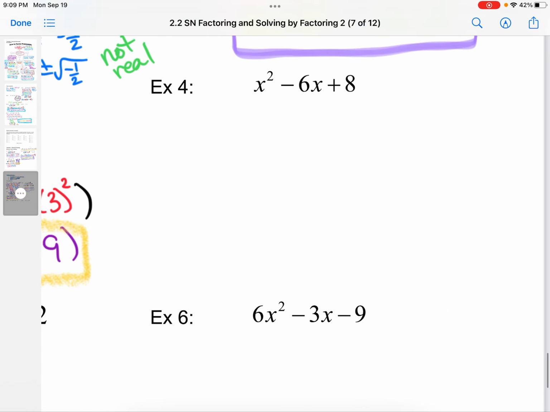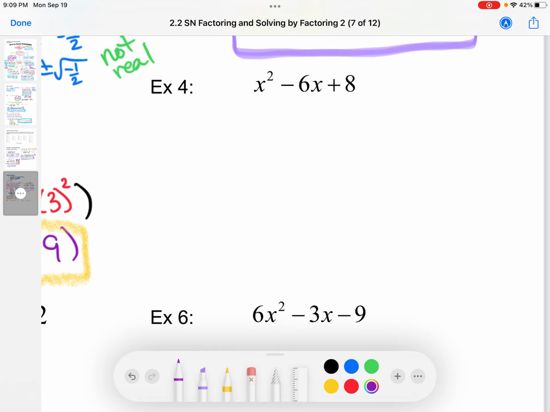Example 4, we have x squared plus 6x minus 6x plus 8. We have no greatest common factor. We look for how many terms. There are 3. So we need a product of 8. Remember, there's a 1 here in front of that x squared. Multiply that 1 and 8. And we need a sum of negative 6.